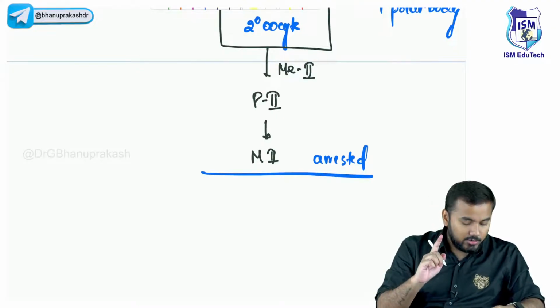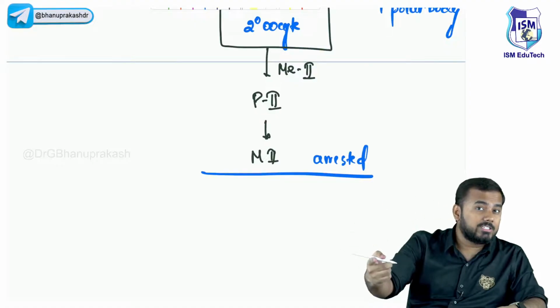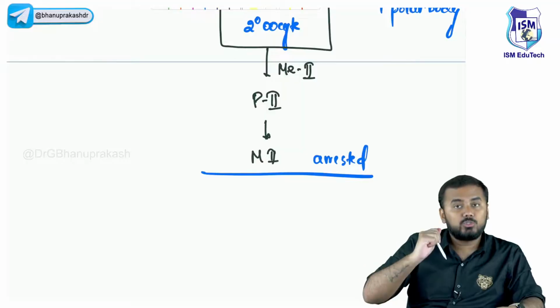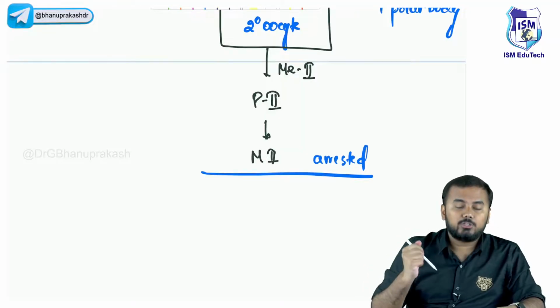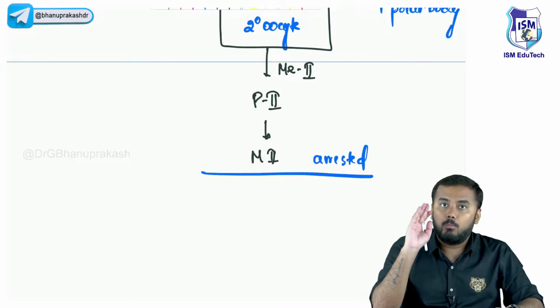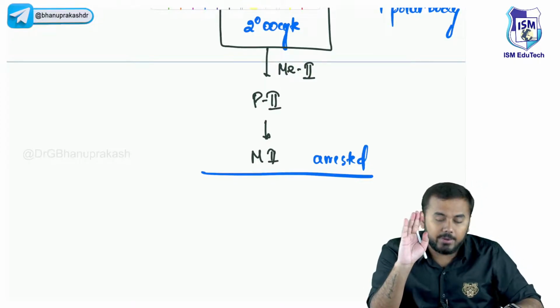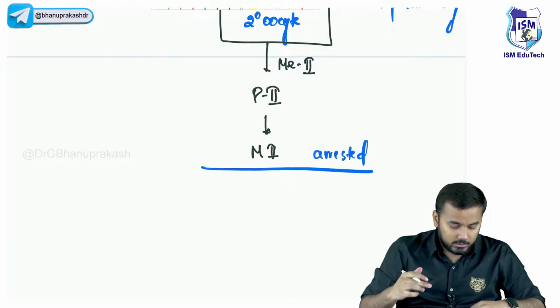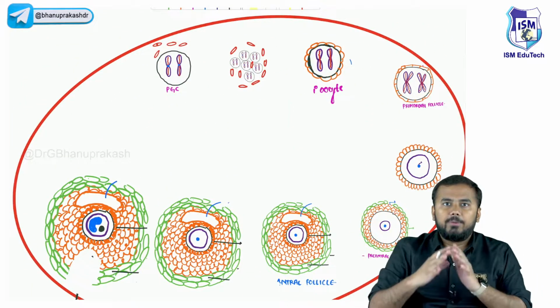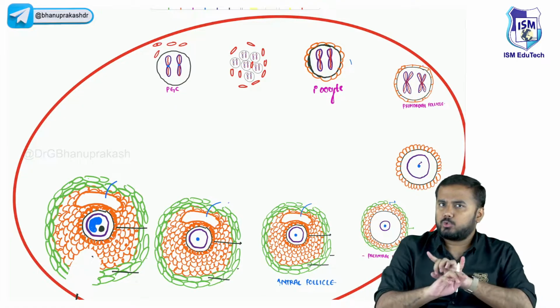All of you understood where the primary oocyte will be arrested? Diplotene stage of prophase 1. Where will the secondary oocyte be arrested? Metaphase 2. Okay. Now listen with both of your ears what is happening here. Before I show you this, let us look at all the stages which take place in an ovary. The same stages, no difference.